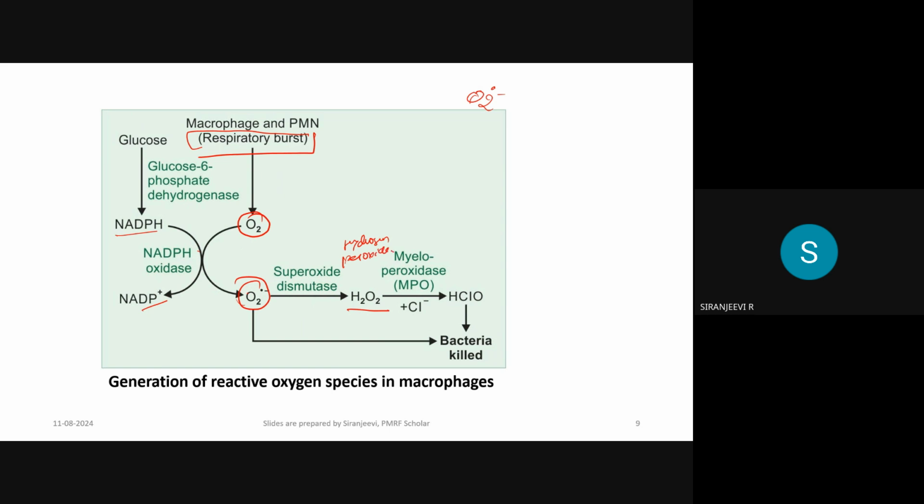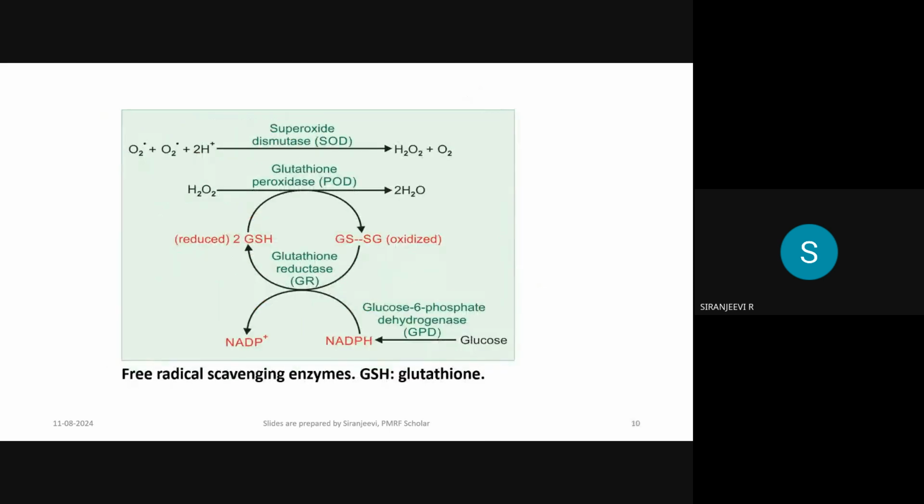By the action of myeloperoxidase (MPO), the addition of chloride ion leads to hypochlorite, and this will kill the bacteria because these are reactive oxygen species, so it will kill the bacteria vigorously. But there is one issue: we don't always have bacteria in our body, so this kind of respiratory burst cannot always be there. There should be some mechanism to regulate these things, and that is also regulated by the NADPH.